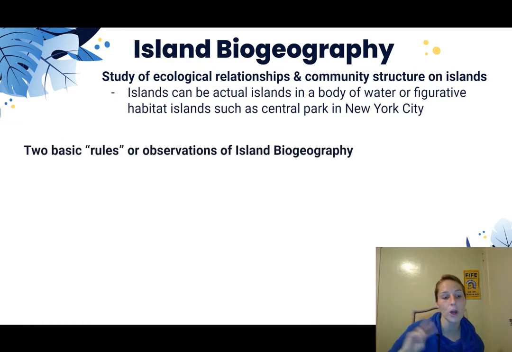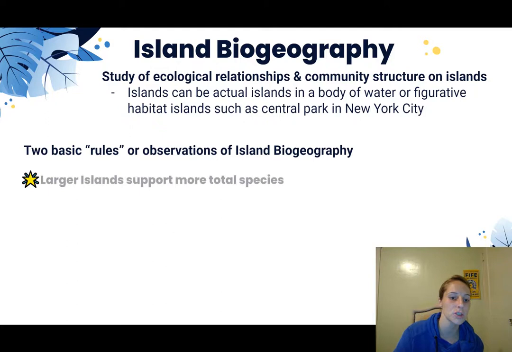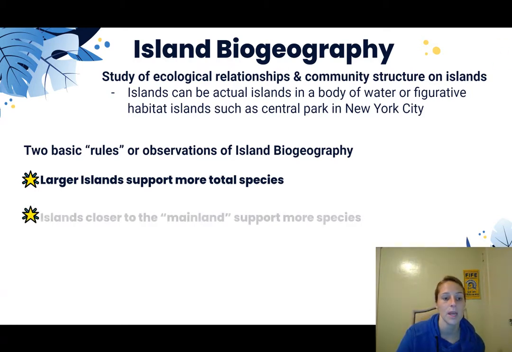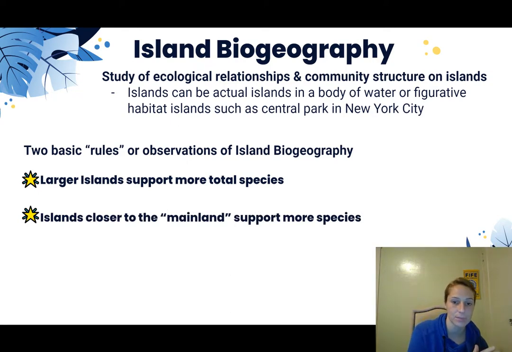Now, there are two basic rules or observations that we make when it comes to island biogeography. The first one is the idea that larger islands support more total species. We're going to dive into this more throughout the notes, but these are the big rules to remember from the get-go. And the second basic rule is that islands closer to the mainland support more species.